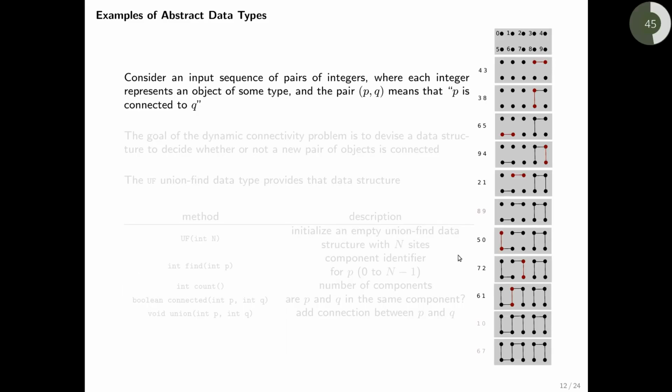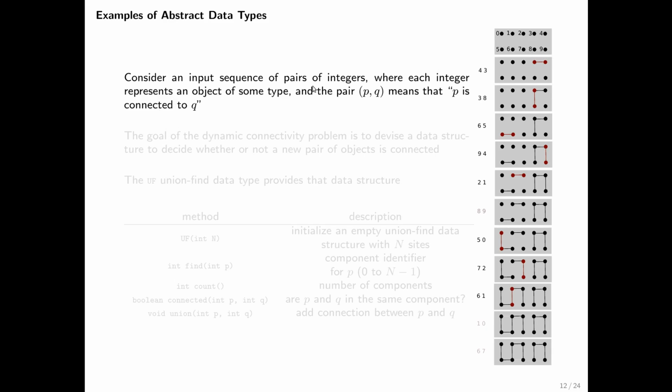Now let's look at another example of an abstract data type in some detail. Let's say that you receive an input sequence of pairs of integers where each integer represents an object of some type. Actually, let's assume that you have n such objects labeled 0 through n minus 1. For example, if n is 10, then the objects can be looked at as these dots, labeled 0 through 9.